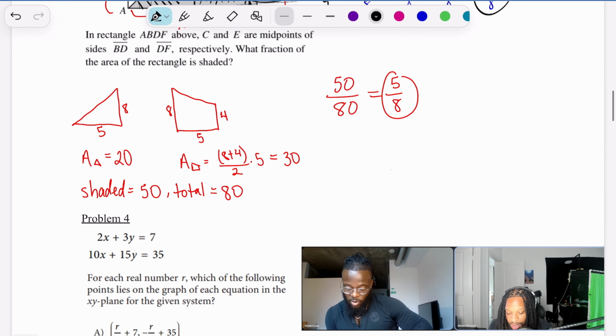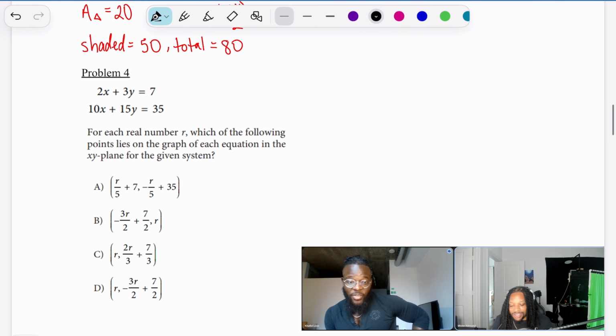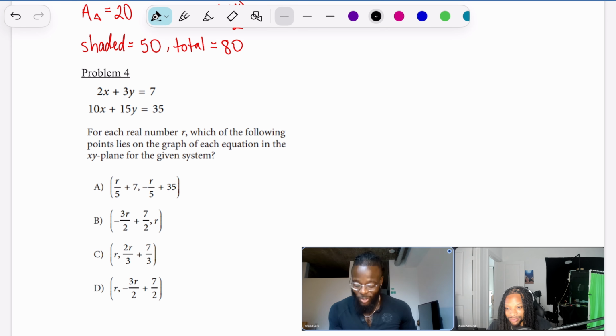All right, number 4. We have a system of equations off rip. My Algebra 1 students this summer, we definitely spam systems, so they definitely know about those.